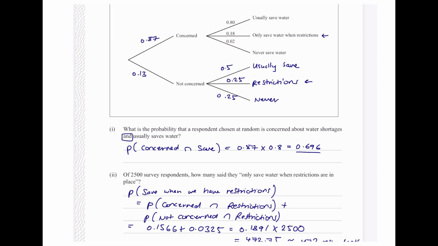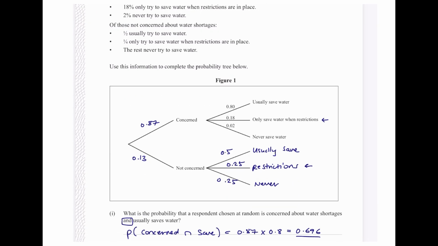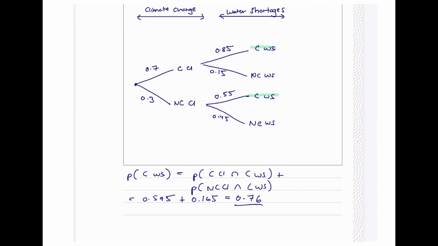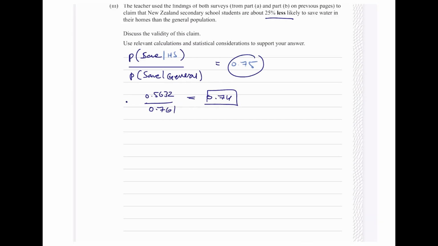I think we calculated it. Maybe we didn't calculate it. So the probability that we are part of the general public and we did save, we're going to calculate both of these branches here: 0.87 times 0.8 added with 0.13 times 0.5. So that gives us 0.761. If you were doing this properly, you need to write out your working. So if we do that calculation, we should get 0.74. So this is very close to 0.75, right?